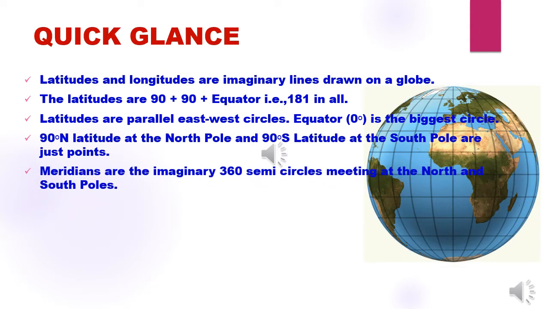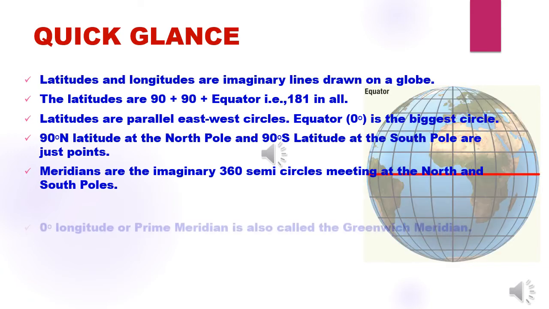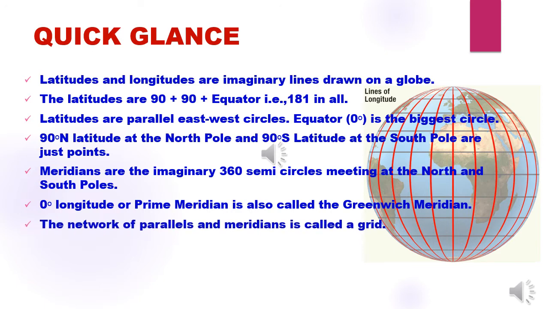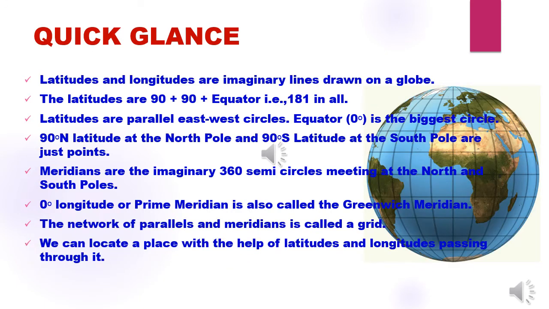Meridians are the imaginary 360 semicircles meeting at the North and South Poles. 0-degree longitude or prime meridian is also called the Greenwich meridian. The network of parallels and meridians is called a grid. We can locate a place with the help of latitudes and longitudes passing through it.